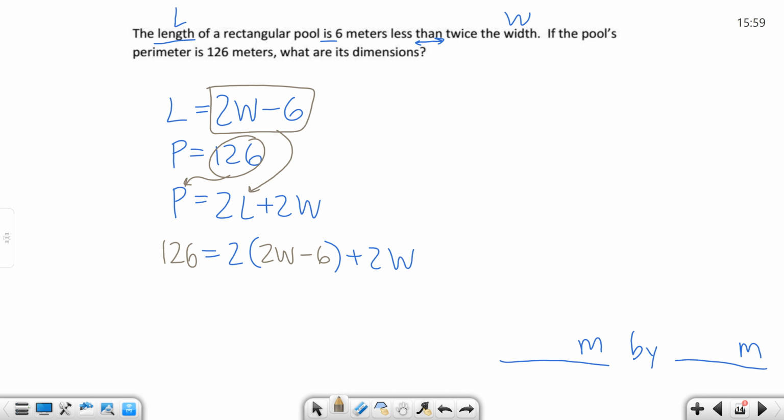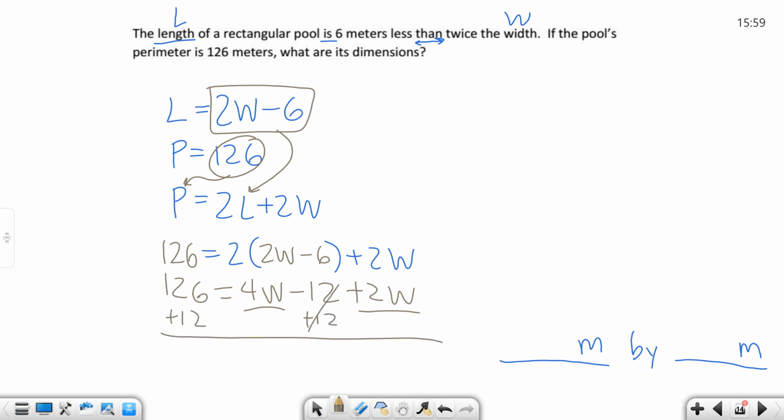Okay? So let's look here. We got 126 equals 4W minus 12 plus 2W. And then we're going to put the W's together. I'm also going to go ahead and add my 12 because I don't need to do anything else with that 12. So get rid of it. This is 138 equals 6W. Divide by 6.